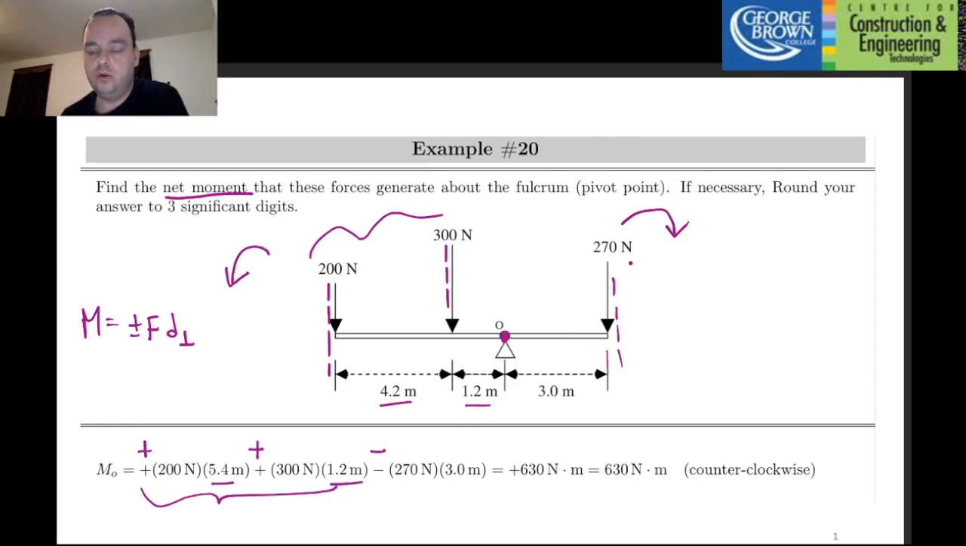This 270 Newton force will induce a moment in the clockwise direction. Now, that moment therefore is going to be negative, and its line of action is 3 meters away from the point O. And when we total all of these contributions, we get a net moment which is positive, 630 Newton meters. And this is therefore a counterclockwise moment. So if we press play on this entire configuration, the net moment would be in this direction. One comment about your assignments is that some of you wrote down newtons per meter as the units. This is incorrect. The units should be Newton meters.